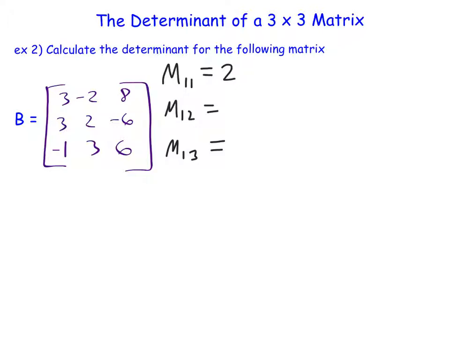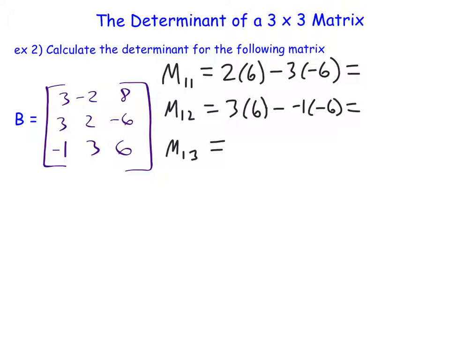So for 1,1, it's going to be 2 times 6 minus 3 times -6. If I take out 1,2, that will be 3 times 6 minus -1 times -6. And if you take out row 1 and column 3, you would get 3 times 3 minus -1 times 2. That first one ends up being 12 plus 18, so our first minor is 30. The second one would be 18 minus 6, or 12. And then we'd have 9 plus 2, which is 11.